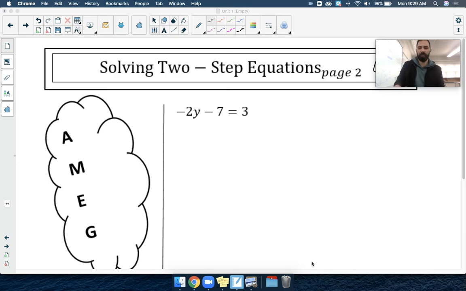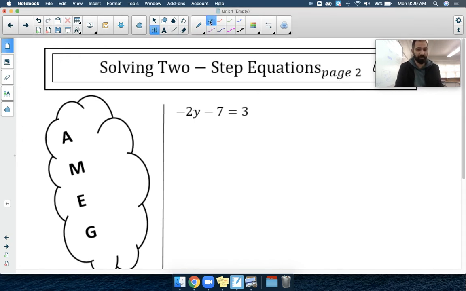All right, welcome back. Unit 1, Lesson 4, Solving Two-Step Equations, Part 2. We should be on page 2 of our notes. Okay, let's look at some of these. Remember, we are solving two-step equations using addition, subtraction, multiplication, and division.